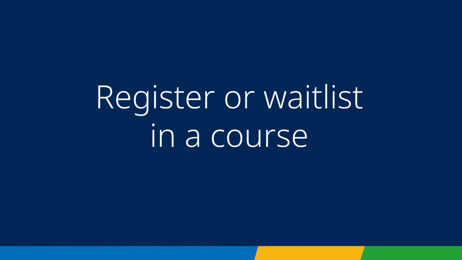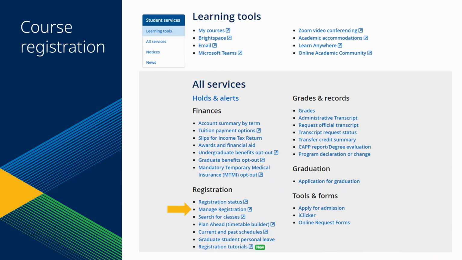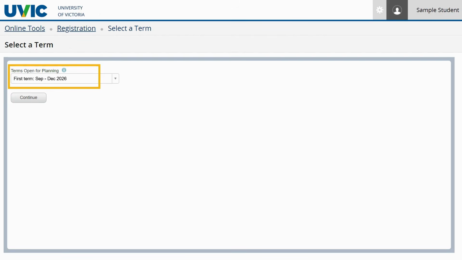Now, how to actually register or waitlist in a course. When it's your time to register, go to your online tools, select Student Services, and choose Manage Registration under the registration header. Just like before, select the appropriate term and click Continue.